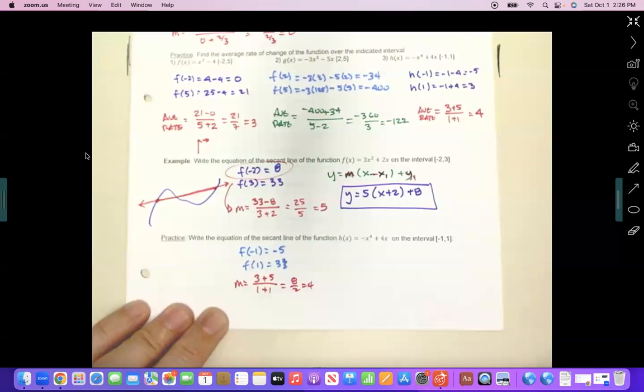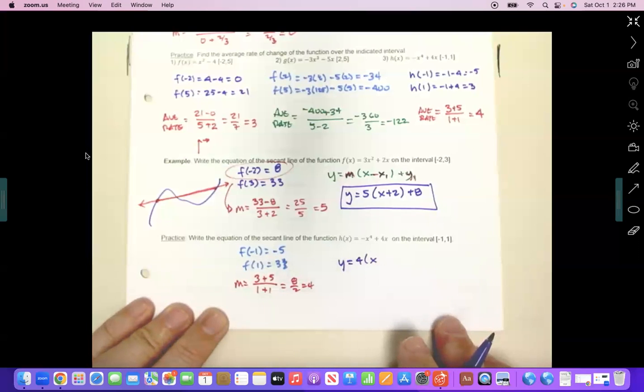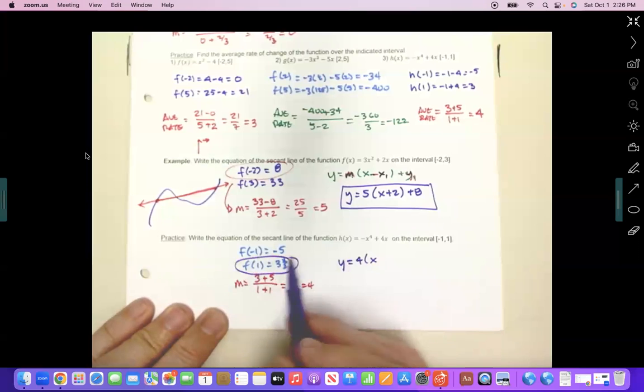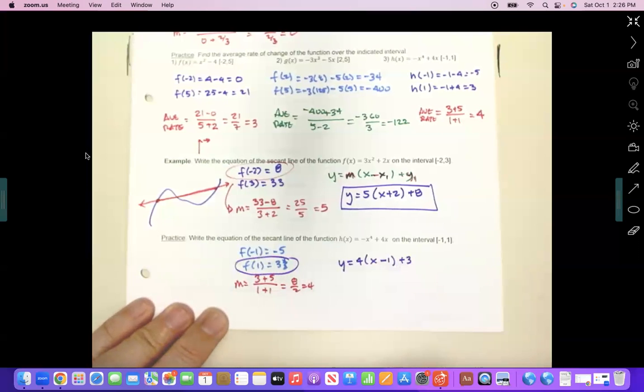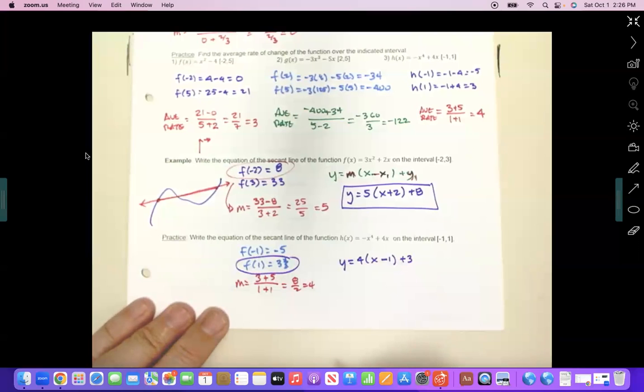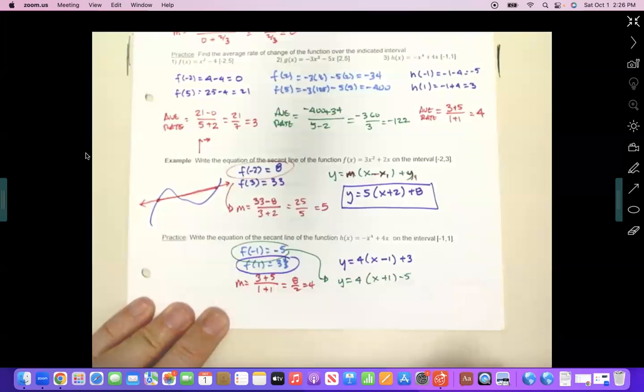Now we're ready to go with our equation. y equals the slope of 4, times x minus, and I'm going to use this one this time, negative 1, plus a positive 3. If it were multiple choice and that weren't on there, then they may have chosen this point. And that would be y equals 4 times x plus 1, since that's a negative 1, and then minus 5.